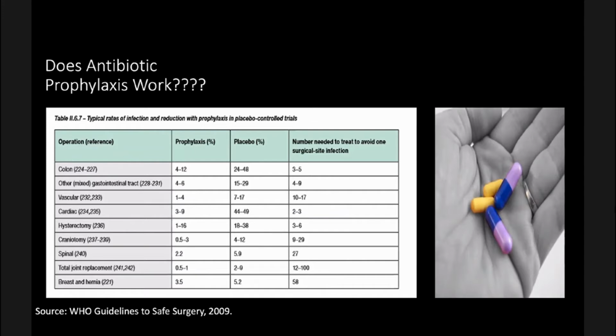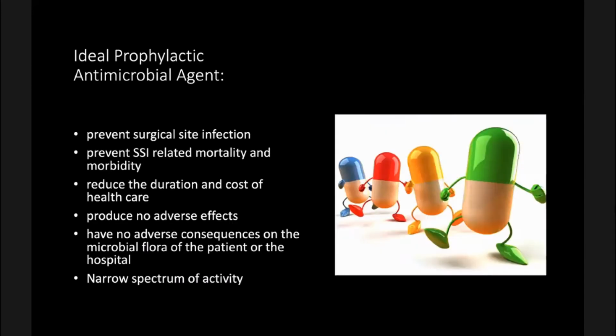But you should give prophylaxis in those with a low number needed to treat, like colon, cardiac, hysterectomy. Okay, breast and hernia, it's 58, so it's a clean surgery. So you may or you may not give antibiotic prophylaxis depending on the policy of the institution and depending also on the antibiogram. So what is an ideal prophylactic agent?